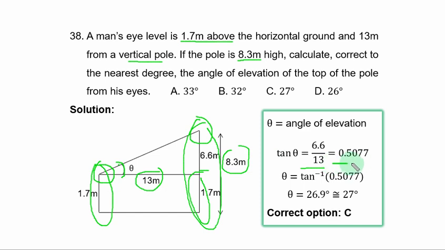If you divide, you have 0.5077. To get theta, you take the inverse of tangent of this value in this form, and that gives theta equal to 26.9 degrees. To the nearest degree, you have 27 degrees. C is the correct option.